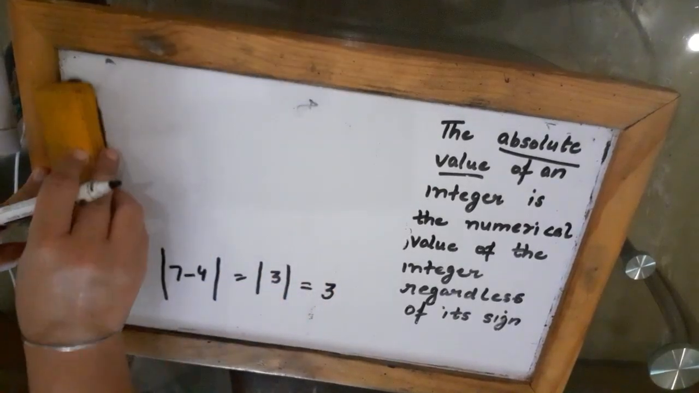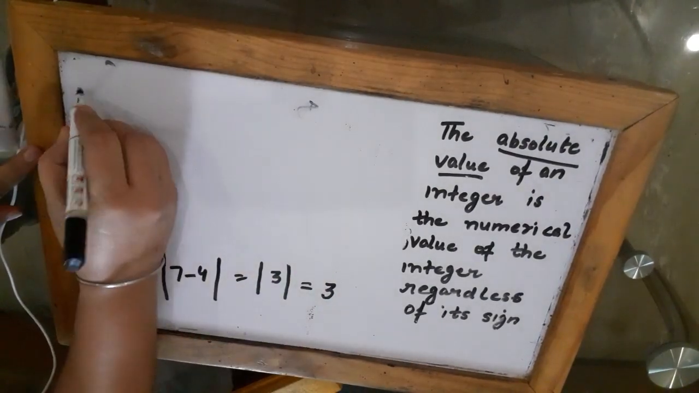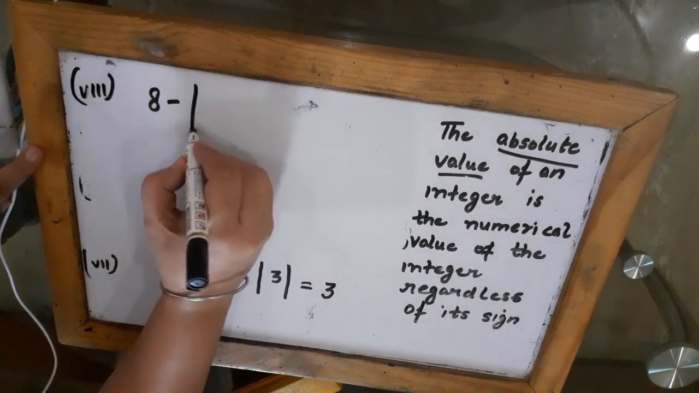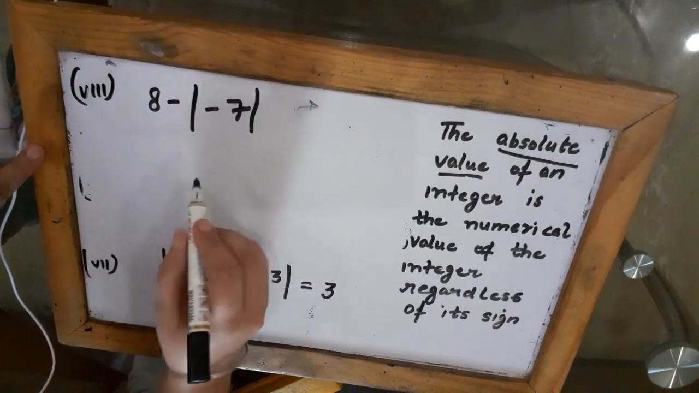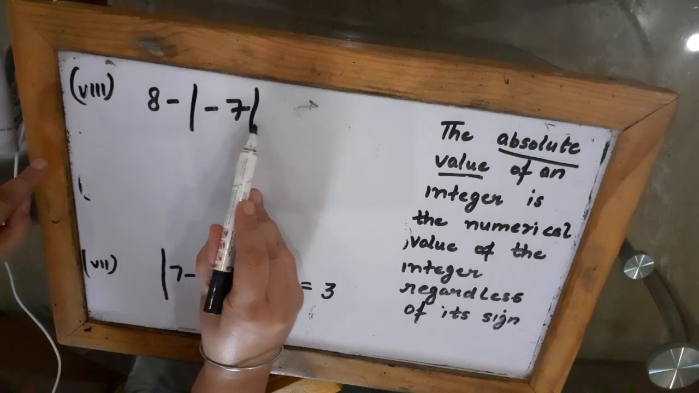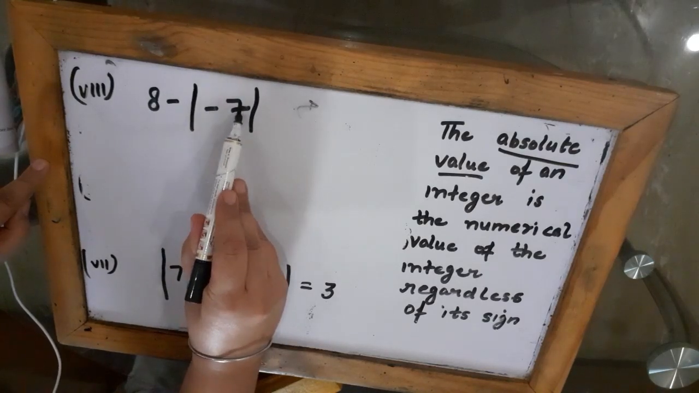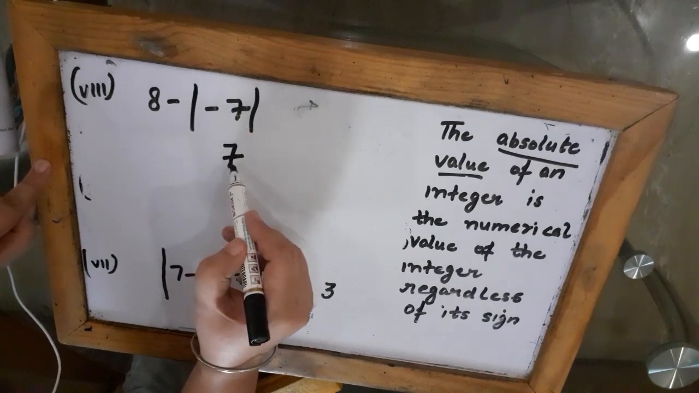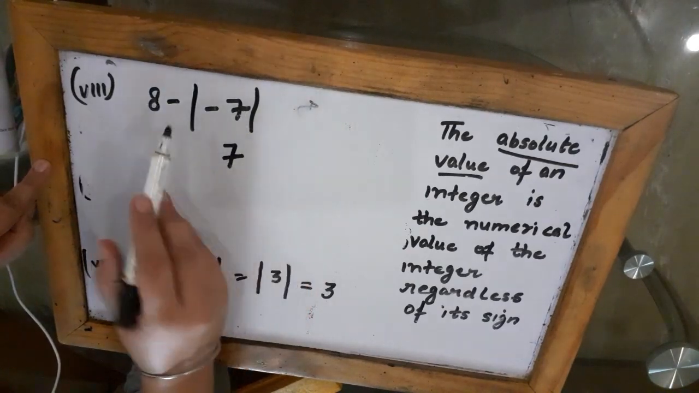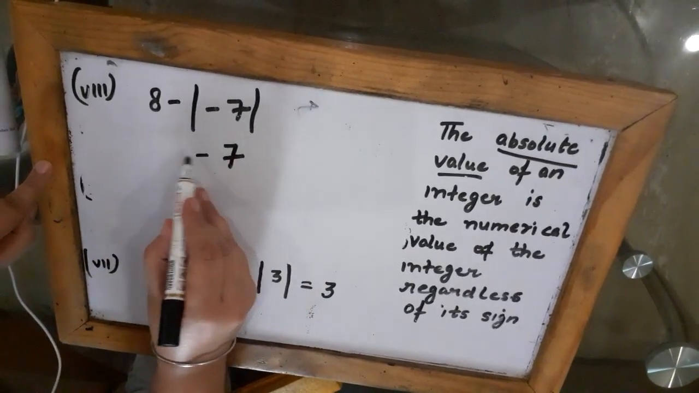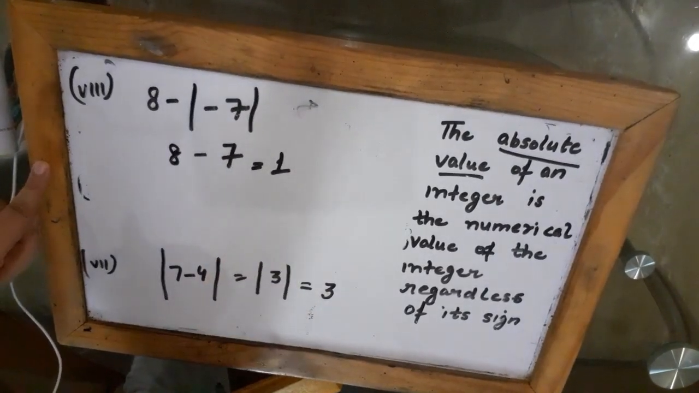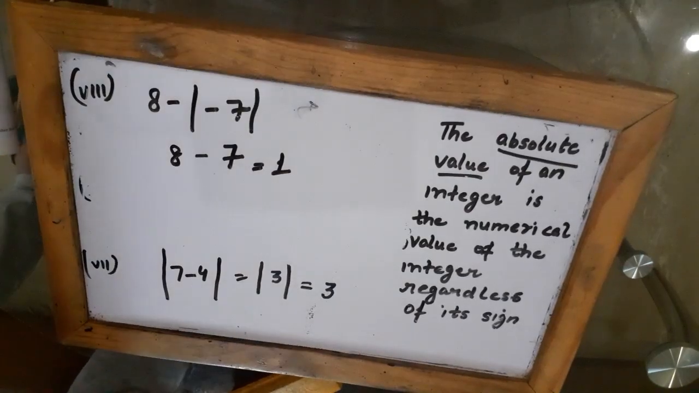Now I come to the eighth part. In the eighth part, it's written 8 minus the absolute value of minus 7. So vertical bars are here, so I have to find the absolute value of minus 7, which will be 7, the integer itself without the sign, and outside it is 8. So 8 minus 7 will be 1. So my final answer will be 1.